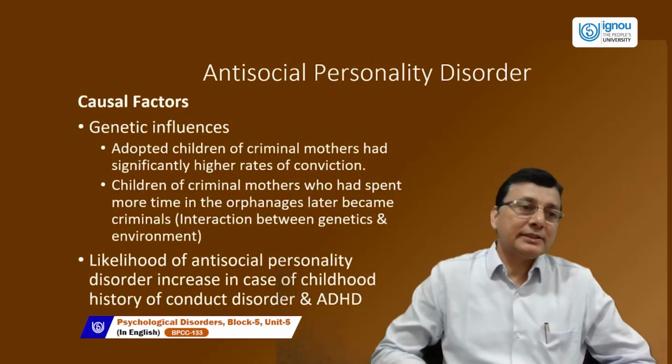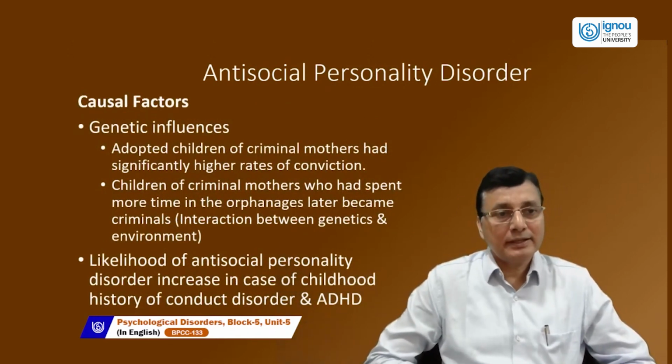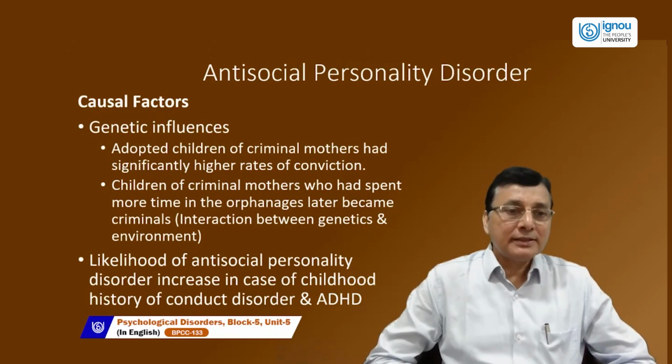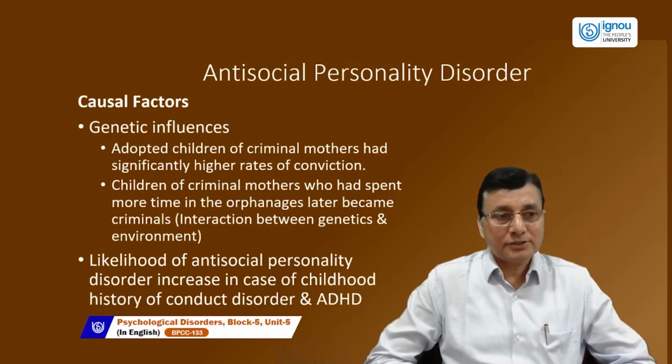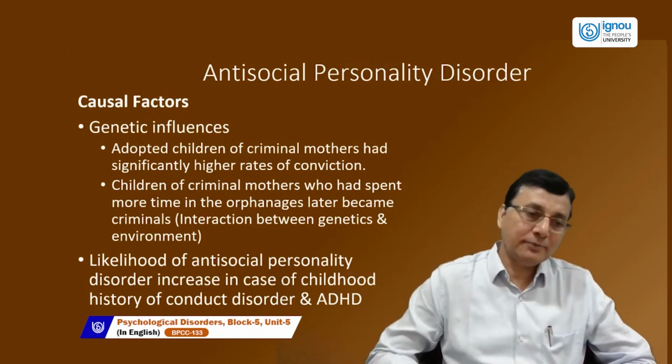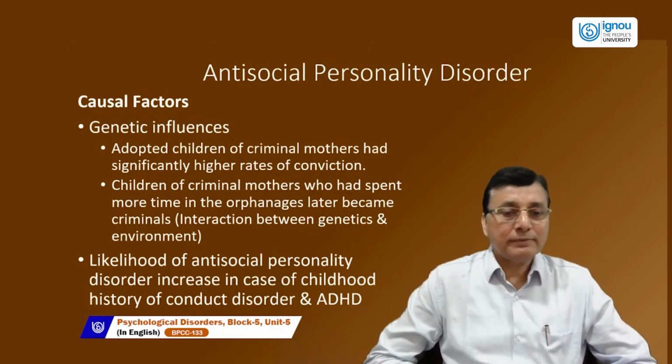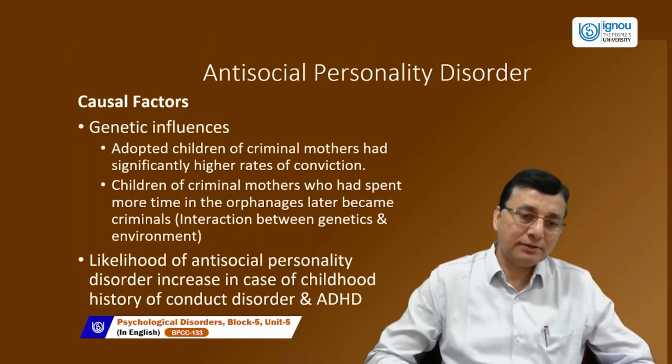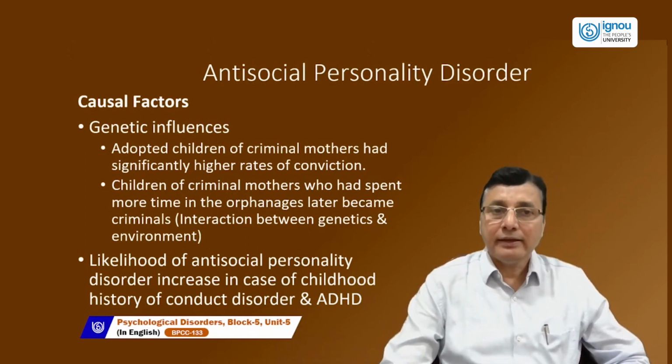So let us see the causes. Genetic influences: adopted children of criminal mothers had significantly higher rates of conviction. Children of criminal mothers who had spent more time in orphanages later became criminals. Interaction between genetics and environment is seen. And the likelihood of antisocial personality disorder increases in case of a childhood history of conduct disorder and ADHD, attention deficit hyperactivity disorder.